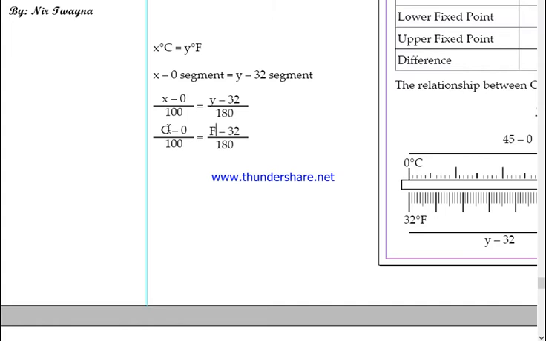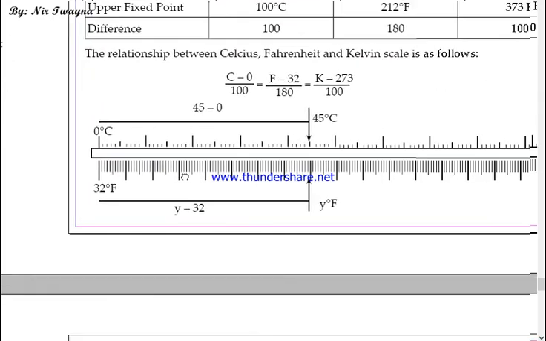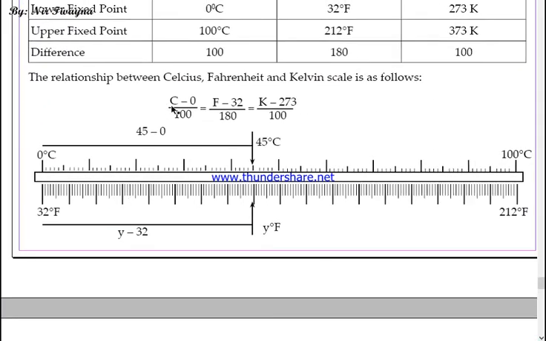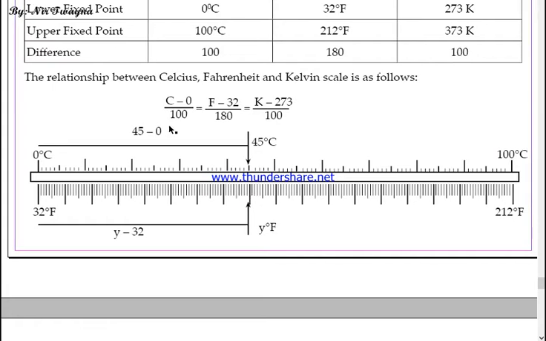But once again, remember, in the value of C, you should never put degree Celsius. Why? Because by using the segmentation method, we have already converted this degree Celsius into actual length. So C minus 0 by 100 actually represents a length, not degree Celsius. That's why while doing numericals, in the value of C, you should simply put the value on the Celsius scale.